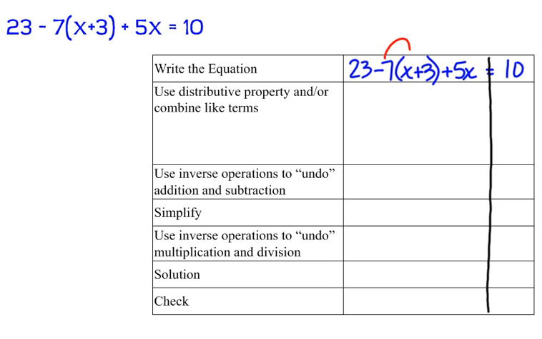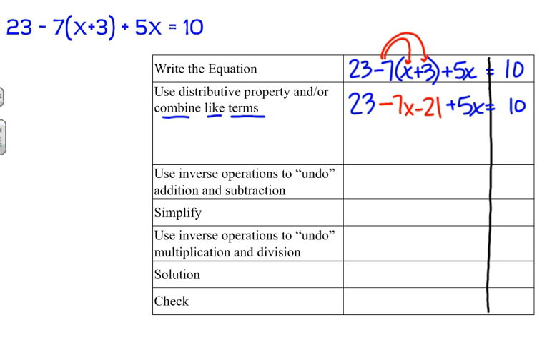And I have distributive property. It's right here. I've got to do -7 times x, and I've got to do negative 7 times 3, which is negative 21. I'm going to copy the rest of this equation in blue so that you can see I didn't change the 23, I didn't change the 5x, I didn't change the 10. All I've done so far is distribute. But now I need to combine like terms. And we remember that like terms are terms with the same variable to the same power and also constants.